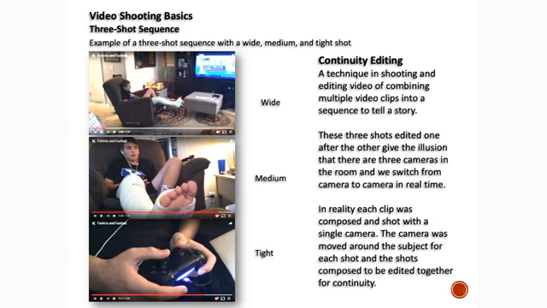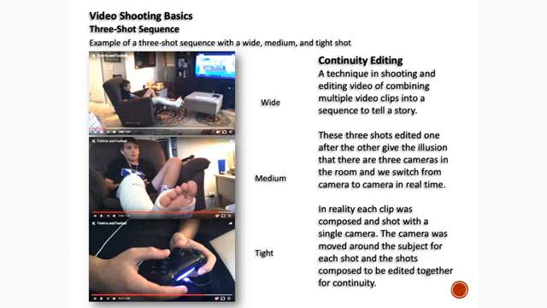So that's called continuity editing, a technique in shooting and editing video combining multiple video clips into a sequence to tell a story. These three shots, edited one after the other, give the illusion that there are three cameras in the room and we switch from one camera to the next in real time. In reality, each clip was composed and shot with a single camera. The camera then moved around the subject for each shot, and the shots were composed to be edited together for continuity. This is the same technique that's used in shooting films.